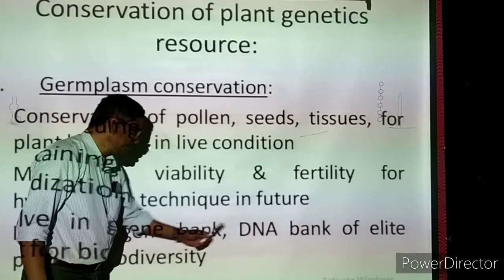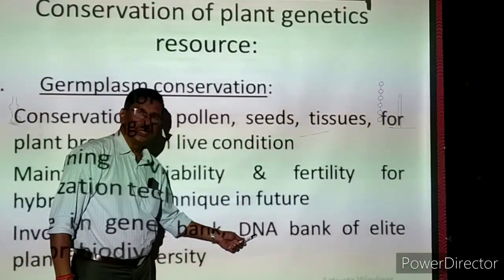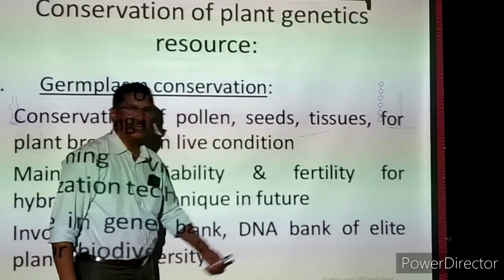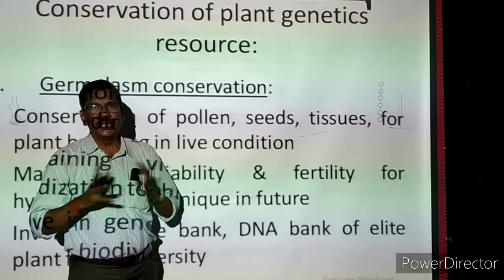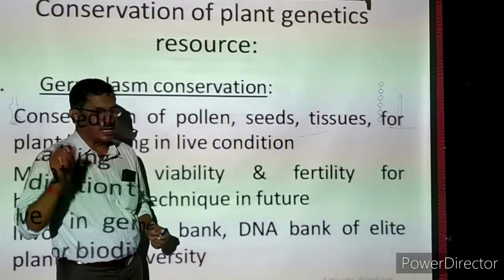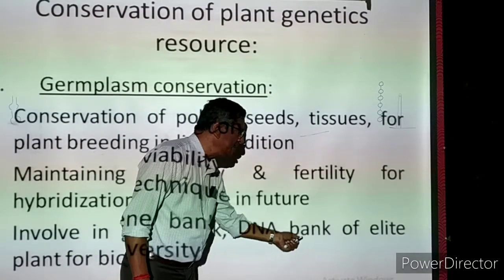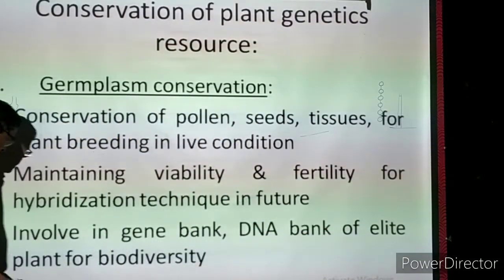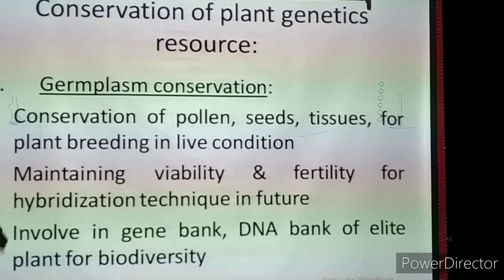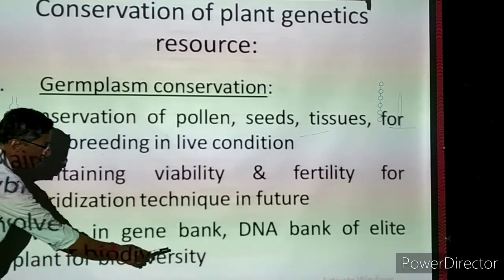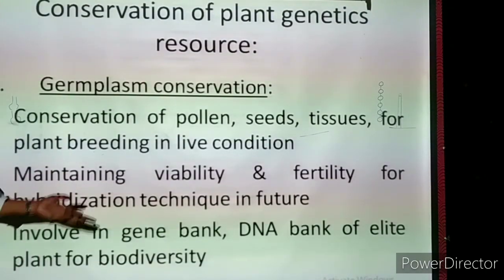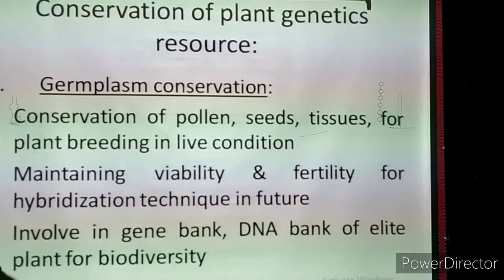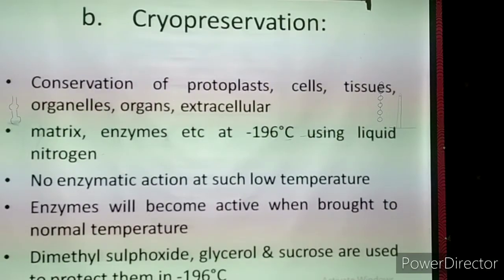DNA bank, that means genes are nothing but DNA. So the DNA bank can be stored, but the original genes will not be there, only the information about the genes will be. Gene or DNA will be kept of elite plants. Elite plant means high quality plants, for biodiversity. Varieties of plants should exist on the earth. That is called biodiversity. For that, this is very, very important.